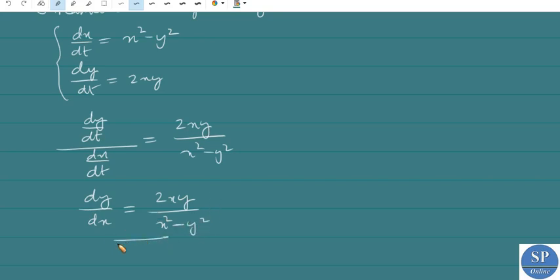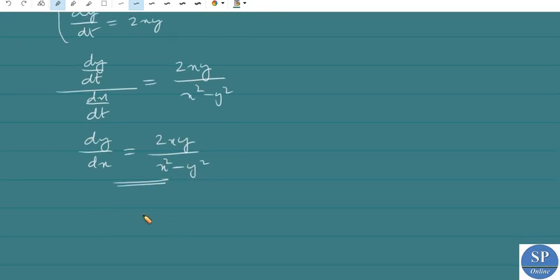So this is a first order differential equation in x and y, with the independent variable x and dependent variable y, and also it is a homogeneous differential equation. It is homogeneous because the function 2xy is a homogeneous function of degree 2, and x square minus y square is also a homogeneous function of degree 2. So it is a homogeneous differential equation.